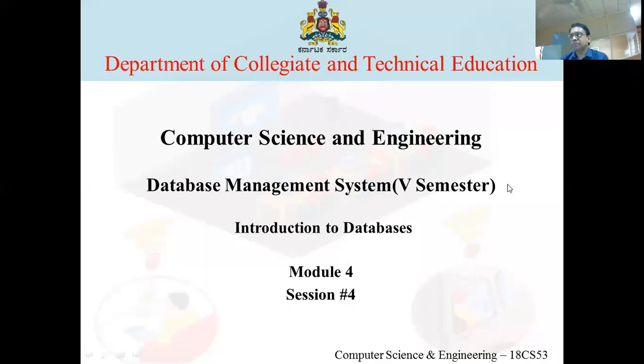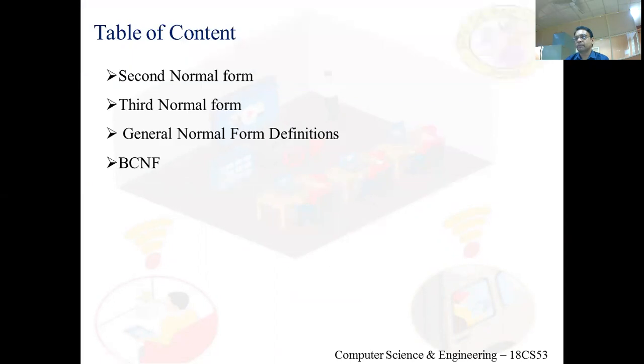So this is session number 4 in module 4. In this session, I will be discussing the remaining normal forms. In the previous session, we discussed the definition of functional dependencies, a set of functional dependencies, 6 inference rules for functional dependencies, and the first normal form and the solution to the first normal form.